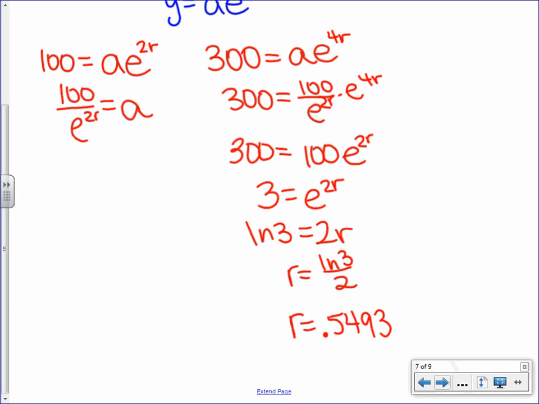0.5493. Is that what it is? Yep. Okay. So we have our rate. That's good. We need the rate. By the way, this population is growing at a rate of 55%. That's really fast. Okay.